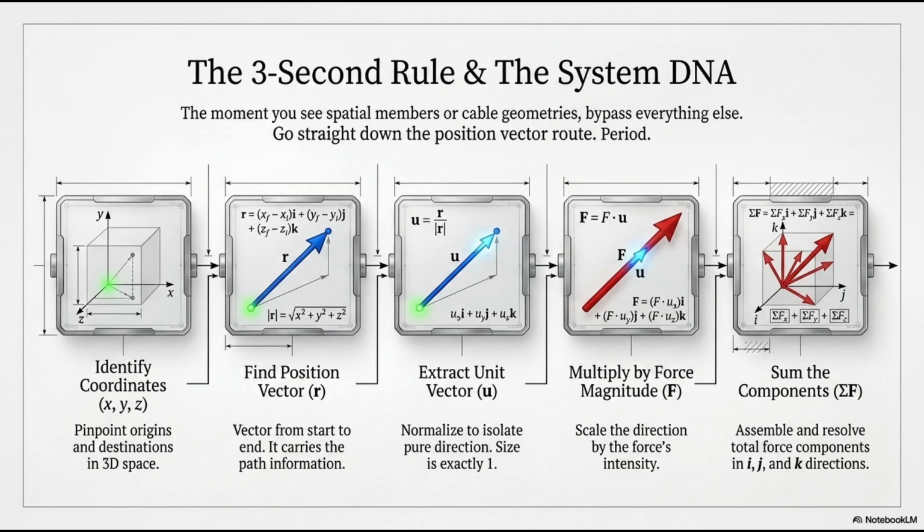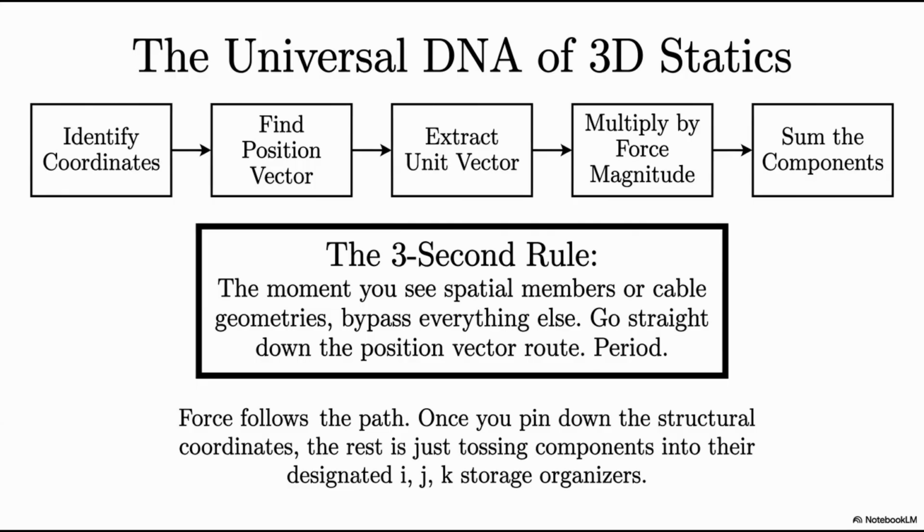Identify coordinates, find position vector, extract unit vector, multiply by force magnitude, sum the components. Here is my 3-second rule. The moment you see spatial members or cable geometries, bypass everything else, go straight down the position vector route. Period.